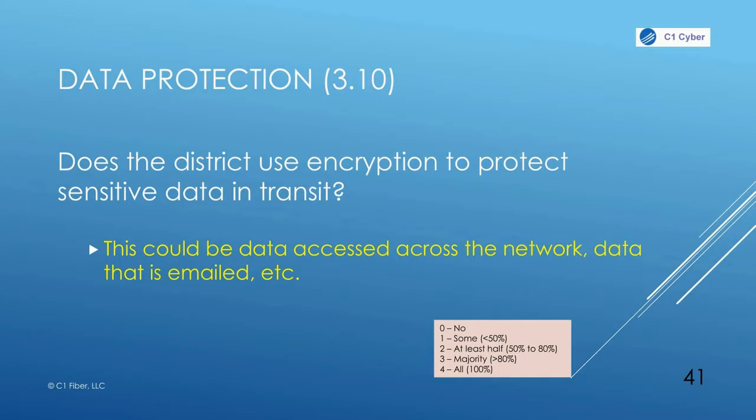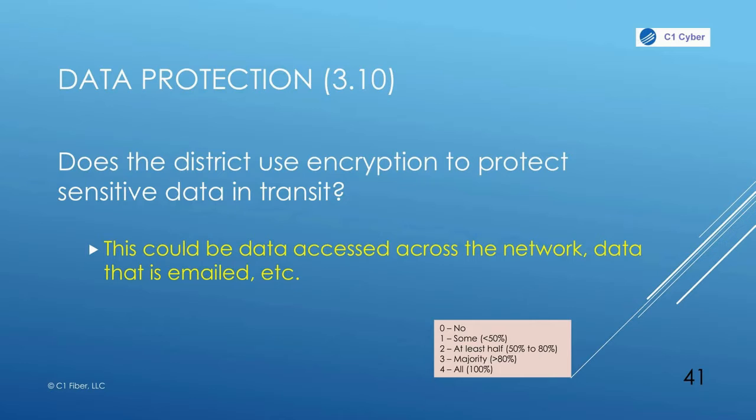Does the district use encryption to protect sensitive data in transit? This could be data accessed across the network, data that is emailed, etc. Score 0 if your organization does not encrypt sensitive data in transit. Score 1 if your organization encrypts some sensitive data in transit.